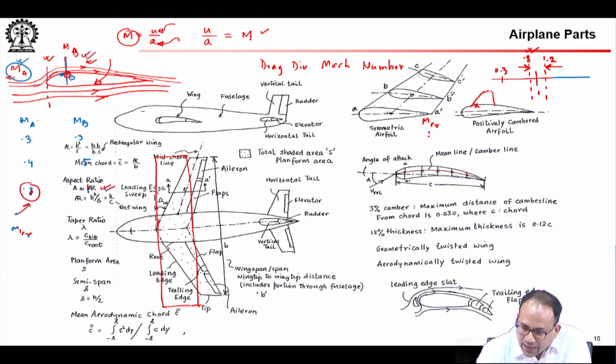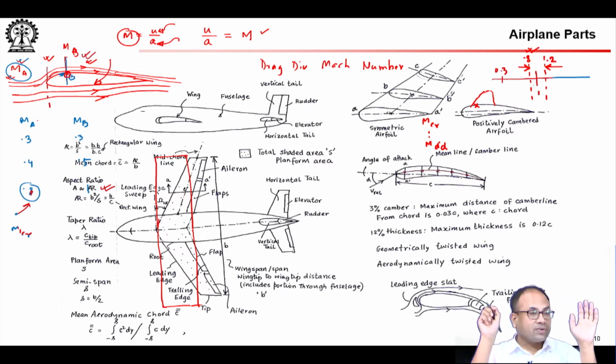Then at some point there comes this drag divergence Mach number. So, you first start flying at a low enough Mach number, then you keep pushing your throttle, you reach critical Mach number, which means that the free stream Mach number is still subsonic, but somewhere on your wing surface you are reaching Mach 1 for the first time.